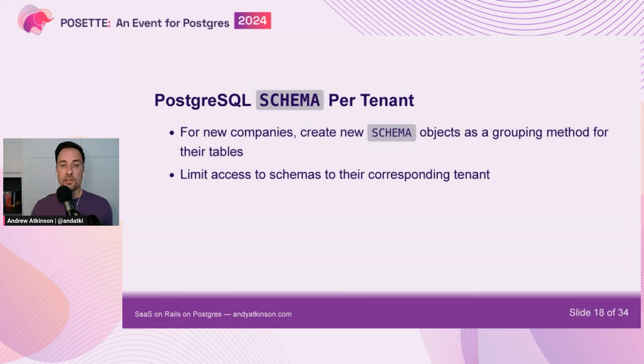So again, within single instance Postgres, we also can create schemas per tenant. In our case, if we're adding new companies, we might create a new schema object. And within that schema, we'll have that company's tables. And the data in those tables would be specific or exclusive to that tenant or that company. And in that way, we can also even limit access to schemas.